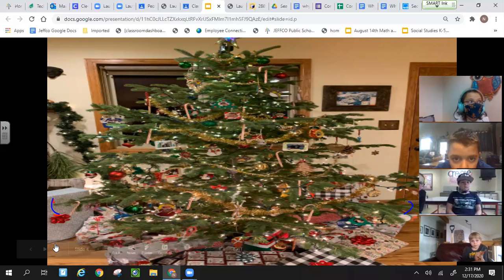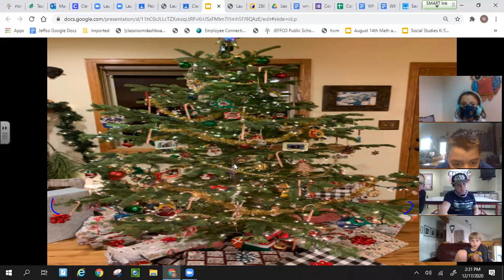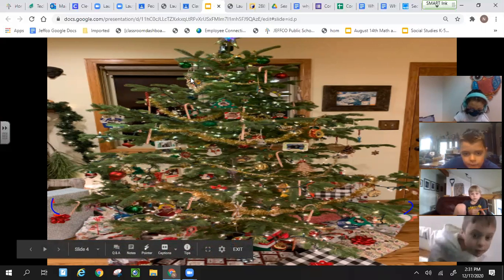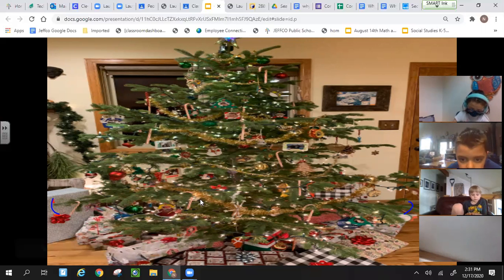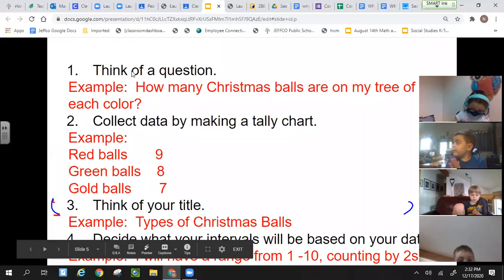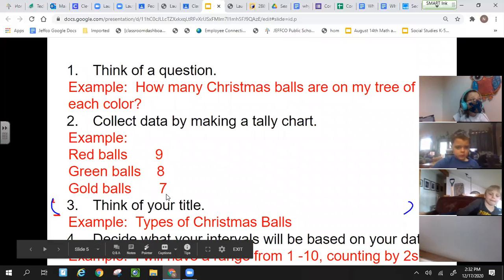So when I looked at my Christmas tree, I noticed there were a lot of the ball ornaments. I had just green, gold, and red. And so what I did is I counted all of the green ball ornaments, all of the red, and all of the gold. So my question was, how many Christmas balls are on my tree of each color? I collected data by making a tally chart, and I'm going to show you that in a minute. My tally chart showed that I had red balls that there were 9 of, green balls there were 8, and gold balls there were 7.